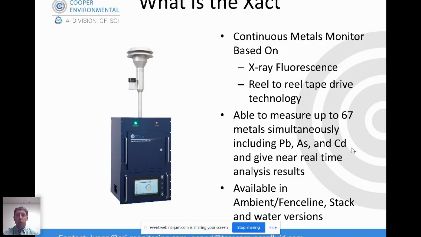So rather than waiting 4 to 6 weeks for your results to come back from the lab, from a sample that you maybe got one sample in a day, you can get hourly or even higher time resolution samples with the instrument. We'll be talking primarily about the ambient or fence line monitor, the Xact 625i, but the technology is also available in stack and water versions.